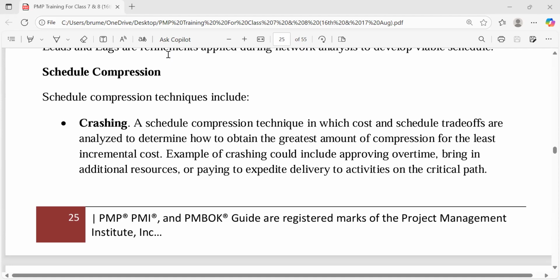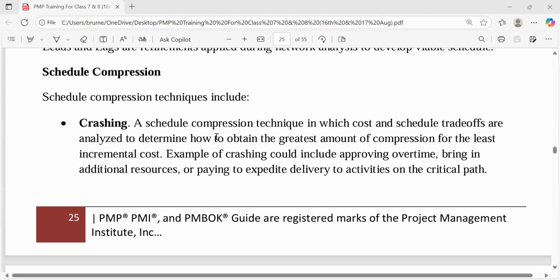That is crashing. When we have run out of time, we want to gain time, we start looking for those activities that we can crash. But do you know that we can crash all kinds of activities? There are some activities you cannot crash. But this is the best way of compressing schedule.